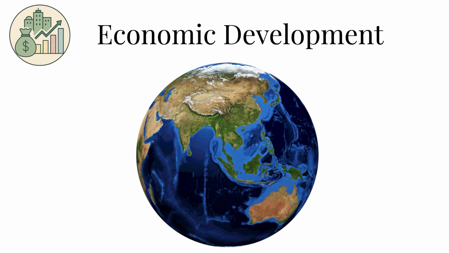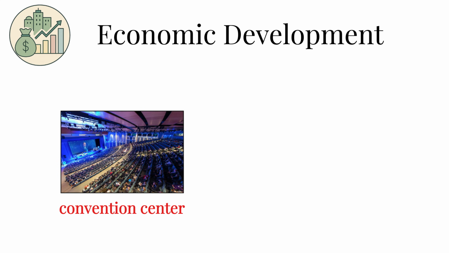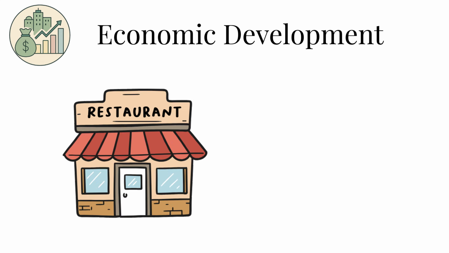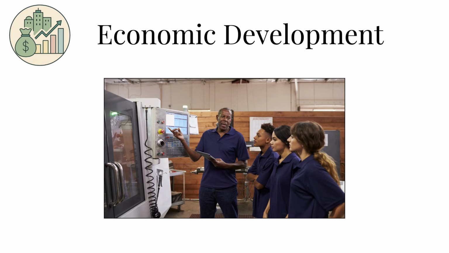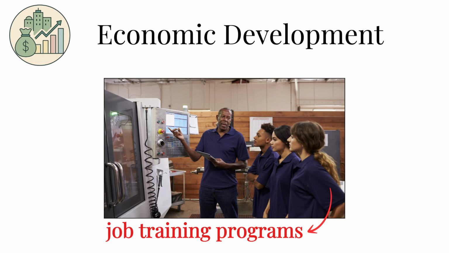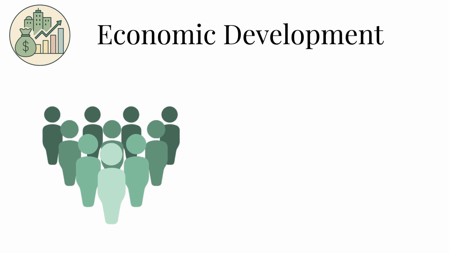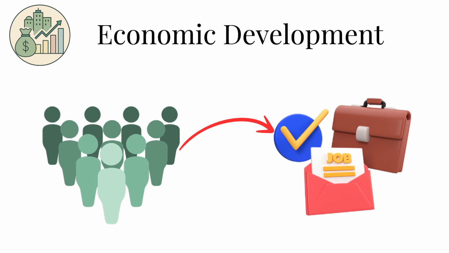A real-world scenario could be a town building a new convention center and hotel to draw visitors and events, which in turn boosts local restaurants and shops. Another example, improving job training programs and transit access in certain neighborhoods can help residents benefit from new jobs that come in.